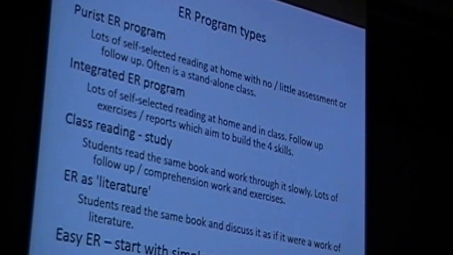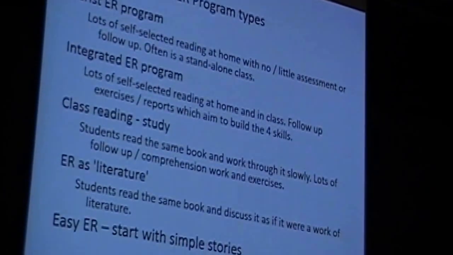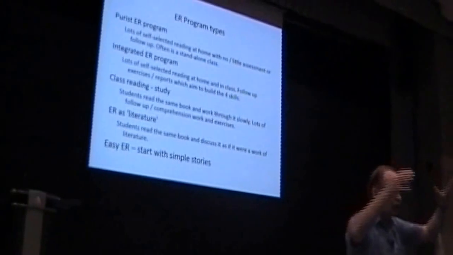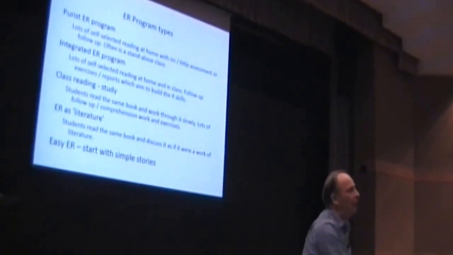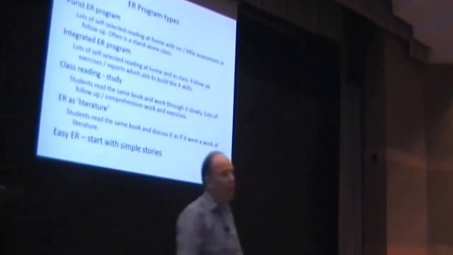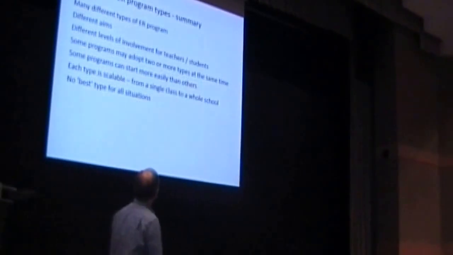They may choose several graded readers by Thomas Hardy from various publishers and examine the work of Thomas Hardy. And lastly, easy ER, start with simple stories, which is a big thing that's happening in Japan now. The belief is that everybody, when they're starting extensive reading, should go right the way back to extremely easy text to build up their fluency so they don't have to translate into English. And this is a very important, a very powerful tool being used in Japan.